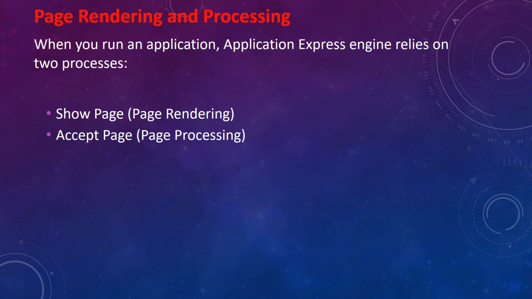Basically, when we type a URL in the browser and click or press enter, then Application Express Engine does the page rendering process. It renders all the components for your page, creates HTML, and shows you the HTML view of your page. That's why it is called a page rendering process.